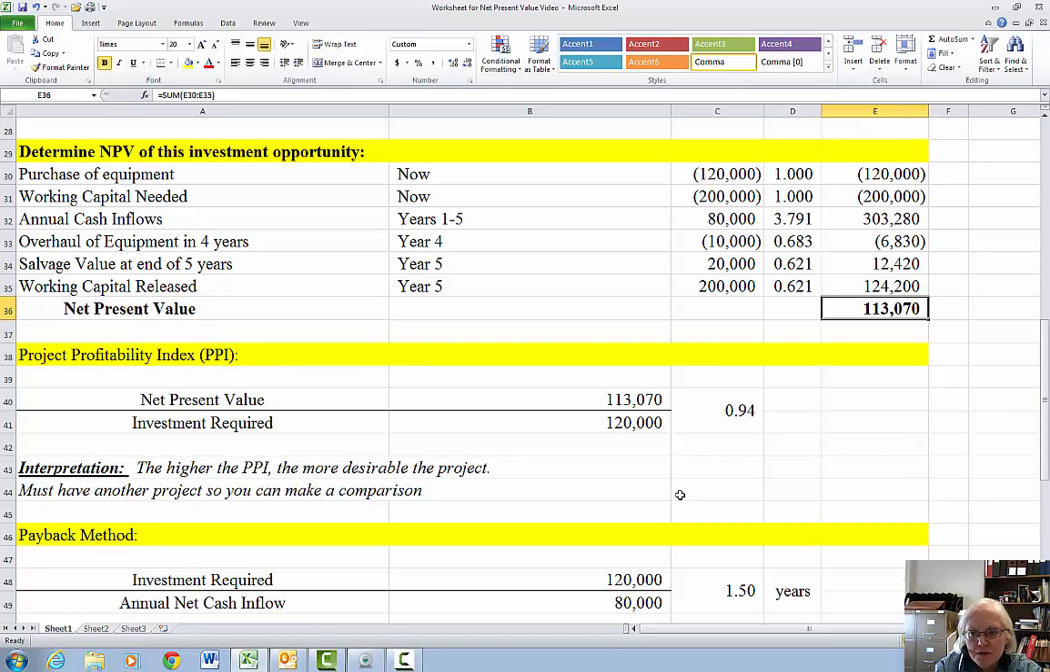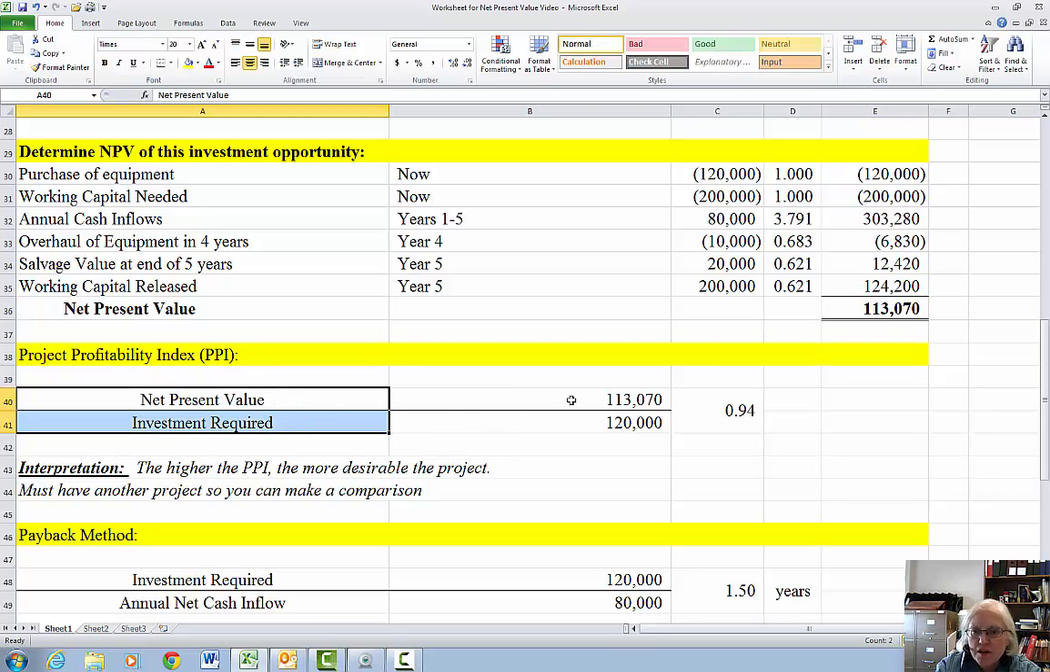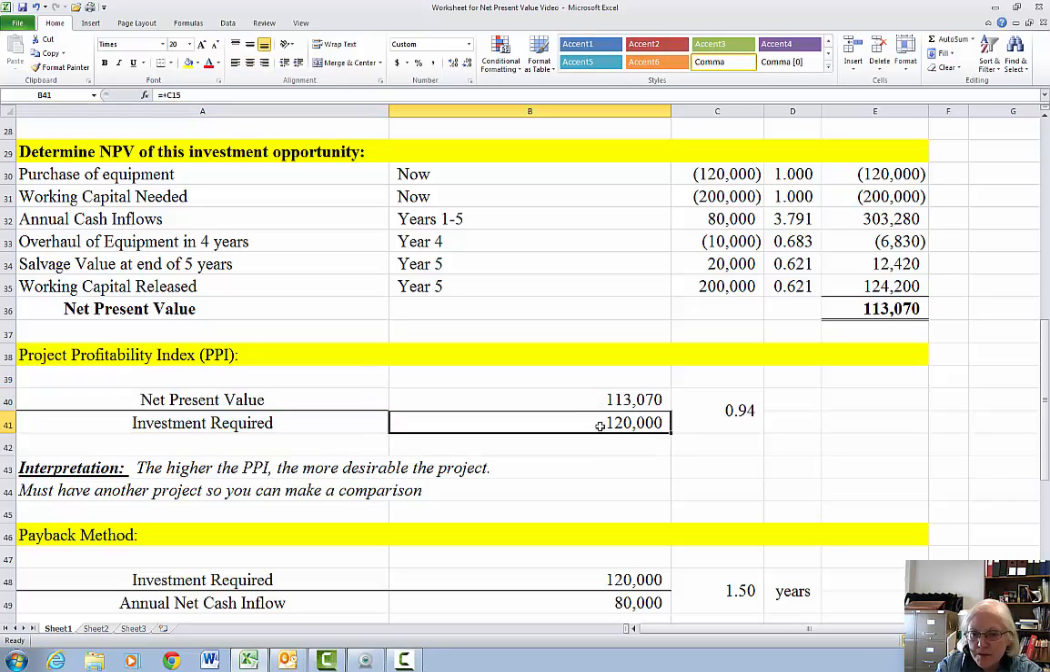All right, so let's keep moving with other items. The Project Profitability Index is a preference decision. So we have decided that this project has met our screen. It has passed our test of does it make at least 10%? And it does. It makes more than 10%. So the Project Profitability Index is net present value divided by the investment required. So 113,070 divided by 120 is 0.94.